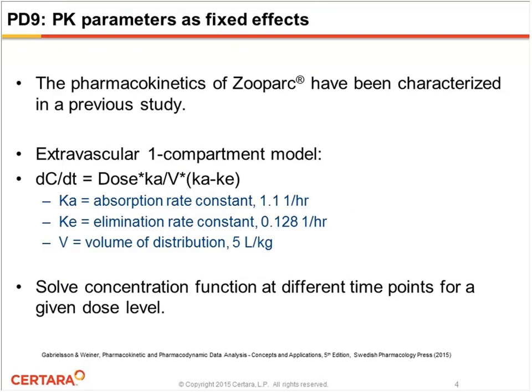Okay, as far as the PK of Zoloft, this has been characterized in a previous study, and it follows a one-compartment elimination model with extravascular administration. The final parameter estimates for the PK are: Ka, 1.1; elimination rate constant Ke, 0.128; volume of distribution, 5 liters per kilogram.